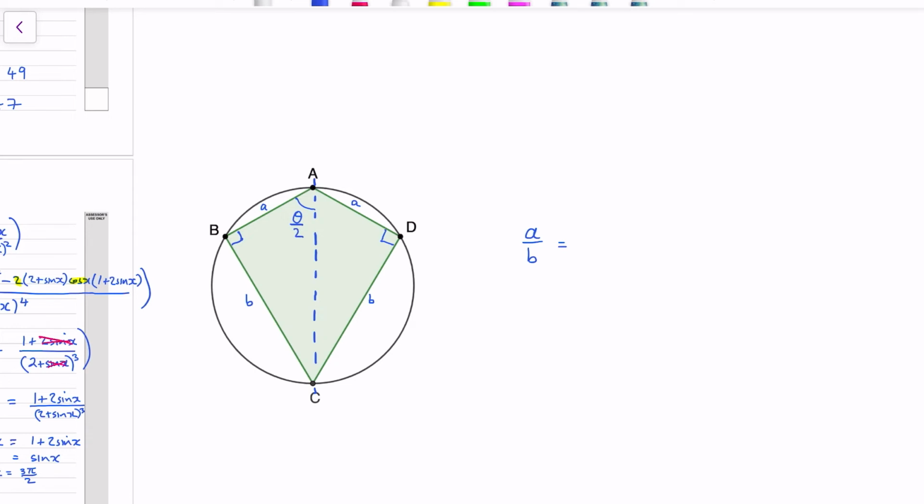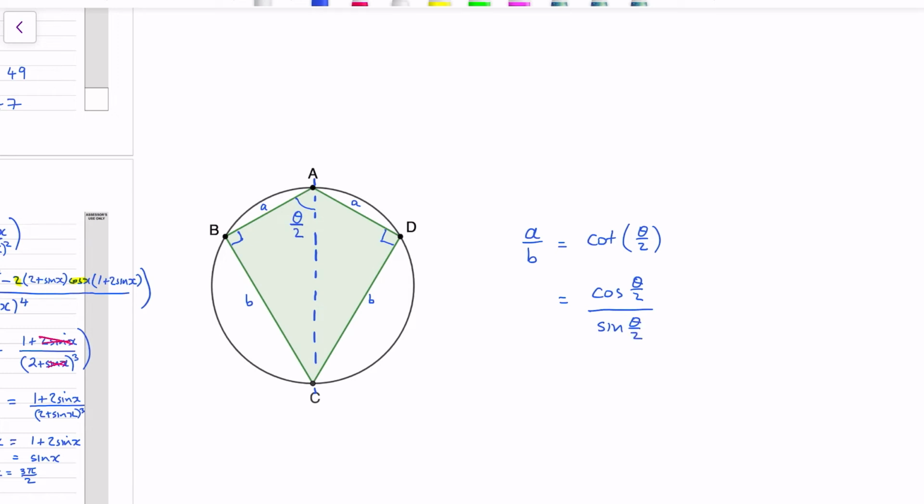what angle do we want there? If we're using the theta over 2 one, then A is the adjacent side and B is the opposite side. So we've got adjacent over opposite, which is the reciprocal of tan. So it's cotan theta over 2. That is cos theta over 2 divided by sine of theta over 2.